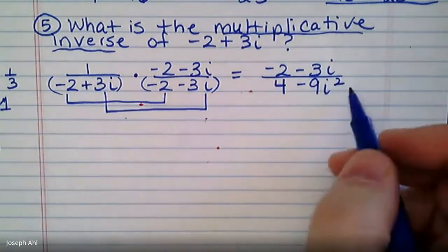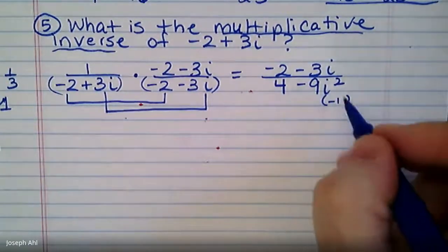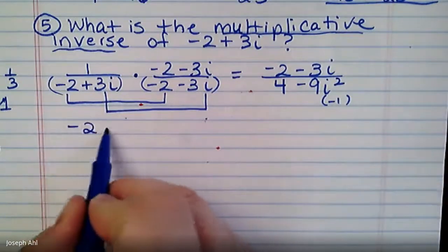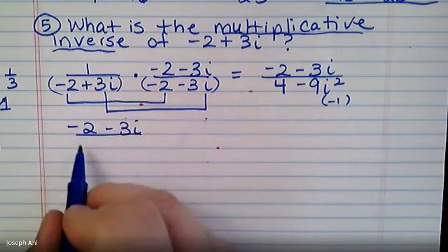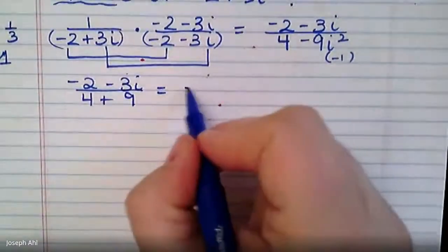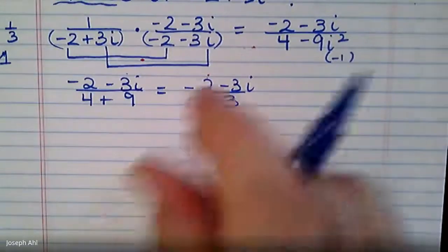If I simplify this just a little bit further, we know that i squared is negative 1, so we've got to make that replacement. And negative 9 times negative 1 is now going to become 4 plus 9, which we know is 13. Okay, so we've done a lot of good work here.